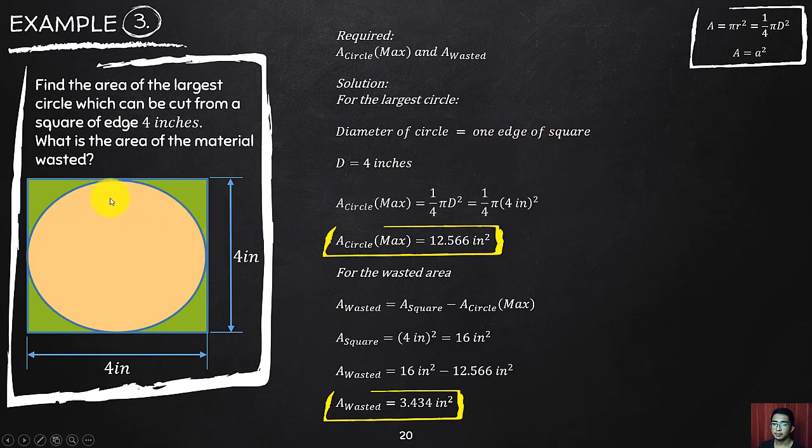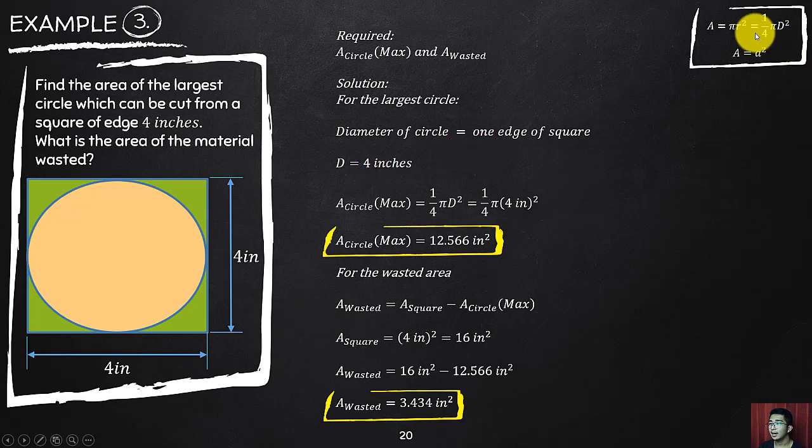Because if you equate the diameter of the circle to the edge of the square, you're now going to create the largest possible circle. Because if you exceed 4 inches, that will not form a circle. If you're less than 4 inches, yes, it will form a circle, but it will create a lot of waste. So that's the thing here. Use the edge of the square as the diameter of the circle. Therefore, the diameter is 4 inches.